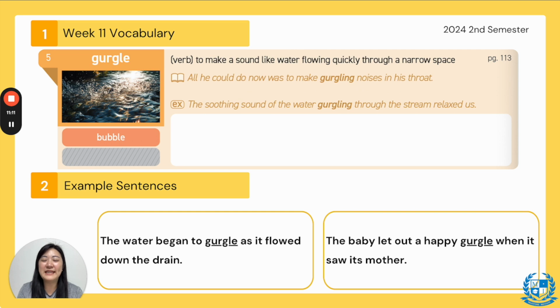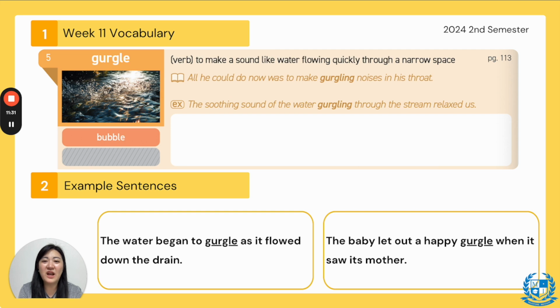Next one, everyone say gurgle. Gurgle. These are our novel words now. Gurgle. The synonym is bubble. It's a verb and it means to make a sound like water flowing quickly through a narrow space.